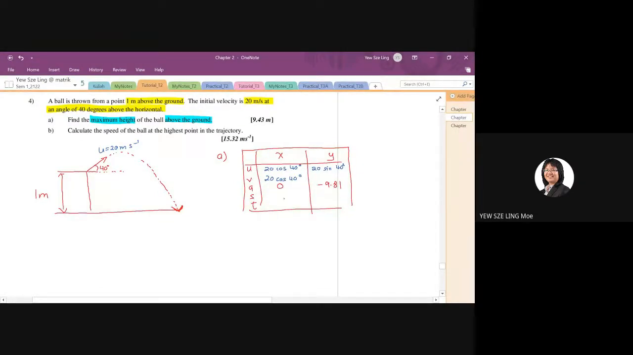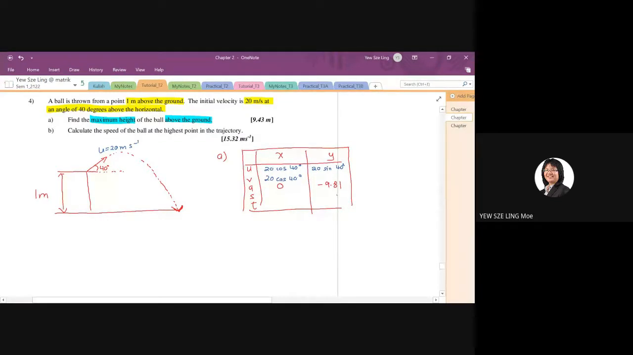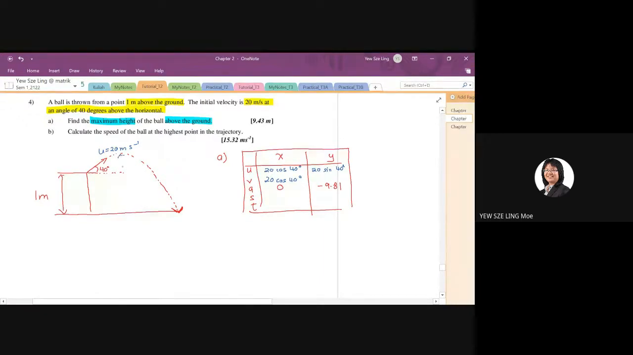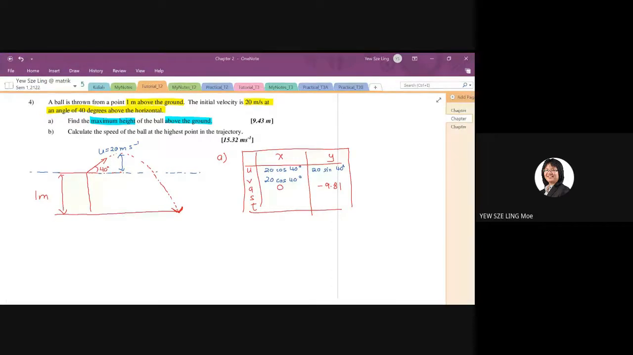And then Sx, do we have it? No, we don't have. Sy, do we have Sy now? Try to think, do we have Sy for question 4? Actually, we don't have. Okay, we don't have Sy. Why? Because now you want to find the maximum height. Then we are going to assume this one as our initial level, this one as our initial level for this question. So Sy we don't have. So what else do we have?